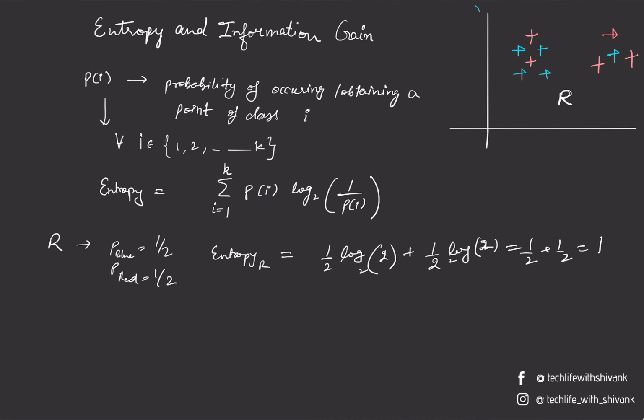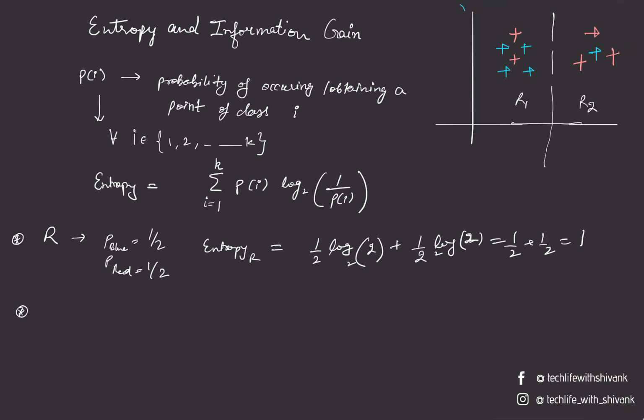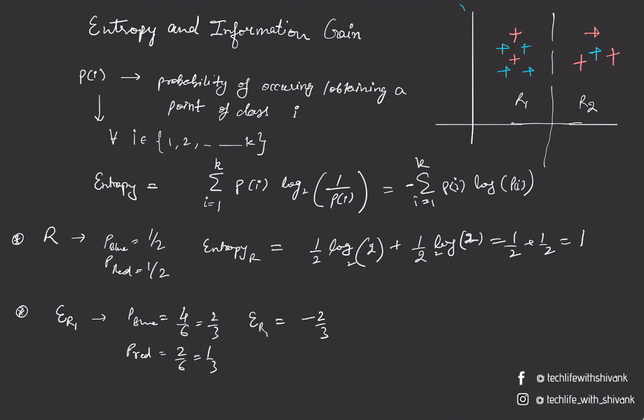Now let's say we divide the region R into two parts, R1 and R2, like this. So the entropy of region R1 can be calculated by saying probability of blue is 4 by 6, which is 2 by 3. Probability of red is 2 by 6, which is 1 by 3. So we can write the entropy as sigma i equal to 1 to k of minus pi log of pi. So entropy of region 1 is minus 2 by 3 log of 2 by 3 minus 1 by 3 log of 1 by 3.